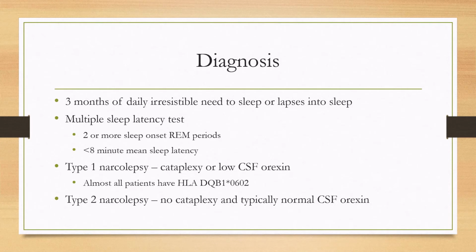So, what's required for the diagnosis of narcolepsy? You'll need to have 3 months of symptoms of daily irresistible need to sleep or lapses into sleep. On the multiple sleep latency test, you'll need to see 2 or more sleep onset REM periods, as well as a mean sleep latency of less than 8 minutes. And then for type 1 narcolepsy, you'll need to also see the symptoms of cataplexy or a low CSF orexin. And in type 2 narcolepsy, there's no cataplexy and typically a normal CSF orexin.